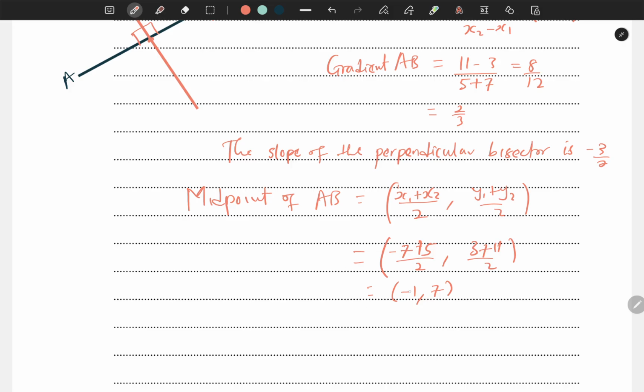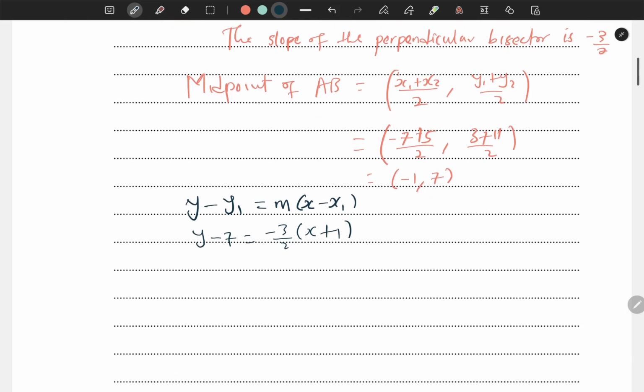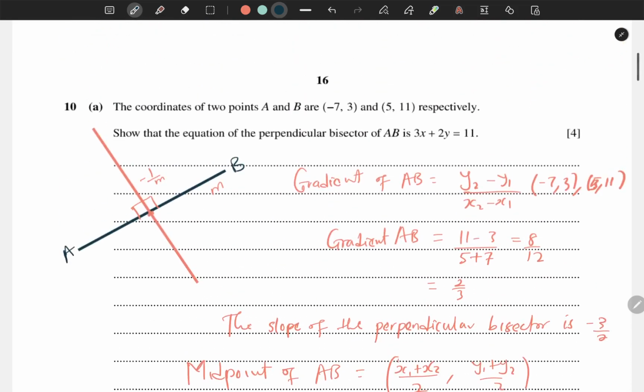So we can now use this slope and this point to get the equation of the perpendicular bisector. y minus y1 equals m times (x minus x1). Okay, so we have y minus 7 equals minus 3 over 2 times (x plus 1). Exactly. So in simplest form, this is going to be 3x plus 2y equals 11, and that is what we are asked to show.